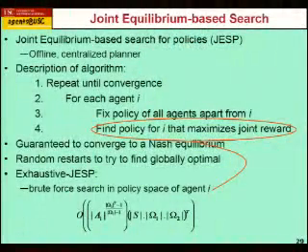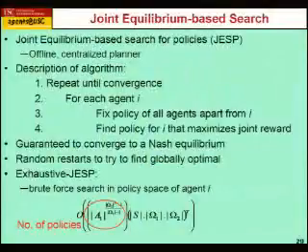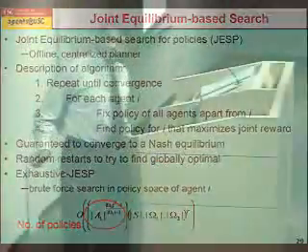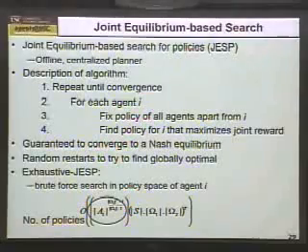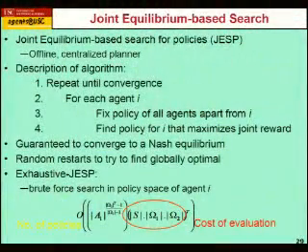It's guaranteed to converge to a Nash equilibrium, and we can do random restarts in order to find the global optimal. An exhaustive version of this requires this much complexity for finding the policy which maximizes the joint reward for a particular agent I with respect to a fixed policy for all the other agents. The first part is nothing but the number of policies for a particular agent I, and the second part is the cost of evaluating a joint policy.